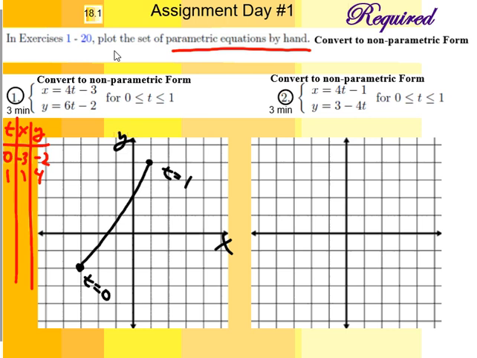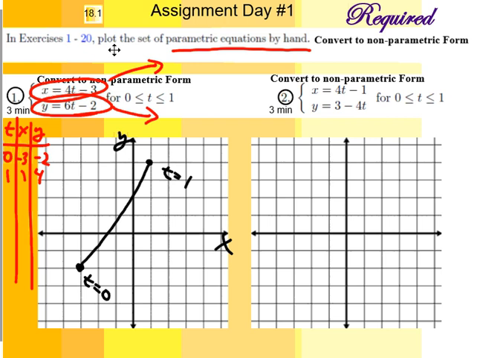If I convert this to a normal equation, this has to be solved for t, this has to be solved for t, set them equal to each other, and you'll have a normal equation. Go ahead and do that. I'm going to pause for a minute while you solve this one for t, solve this one for t, and then set them equal to each other. I wish there was more room for you. You can always add a page if you need to. Take your time. I'm not going to assign that many of these.